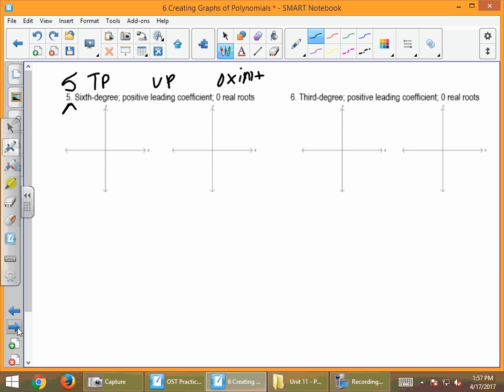So look, 1, 2, 3, 1, 2, 3, 4, something like that. You can maybe, I don't know if I can make it. 1, 2, 3, 4, 5, something like that. It has 5 turning points. It's above the x-axis, and both ends are pointing up. Bunch of squiggles.